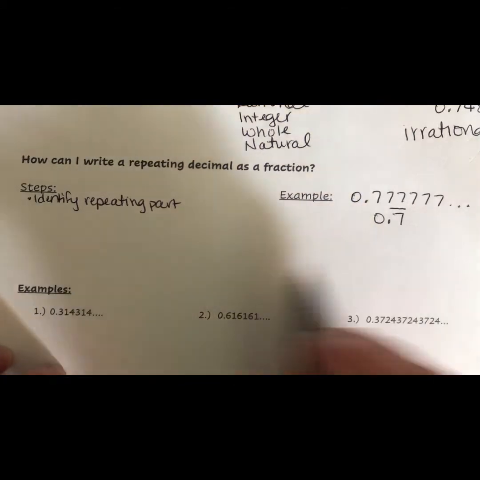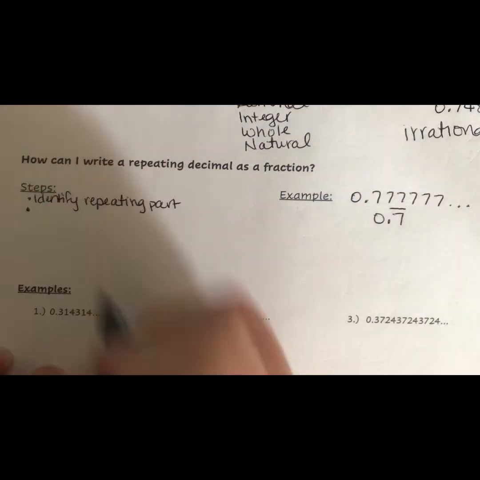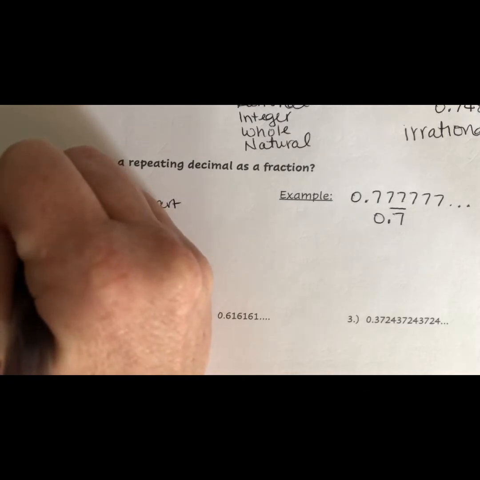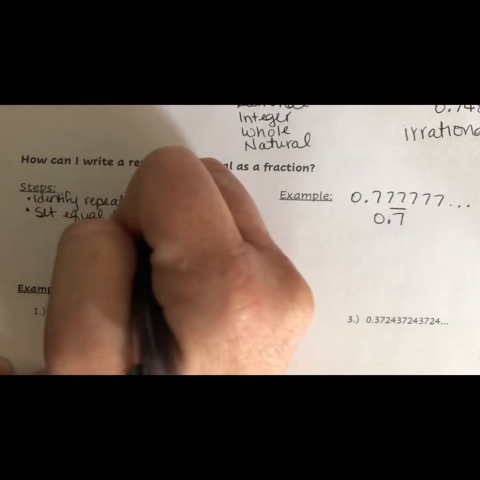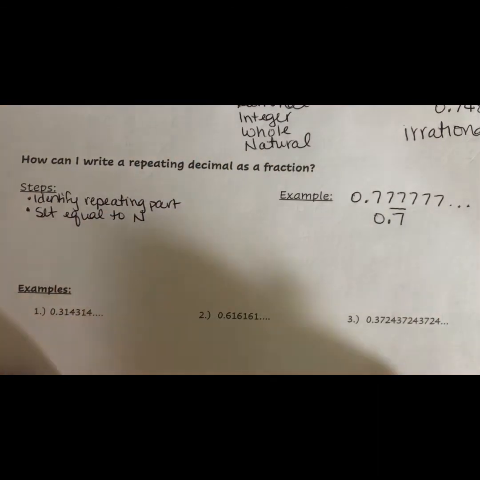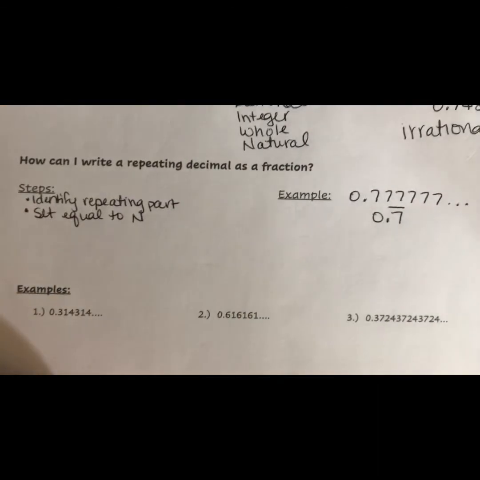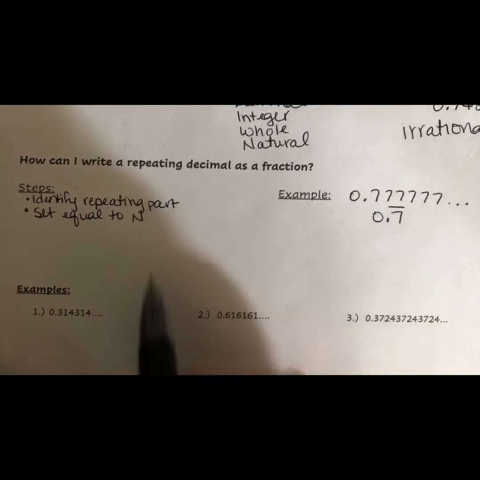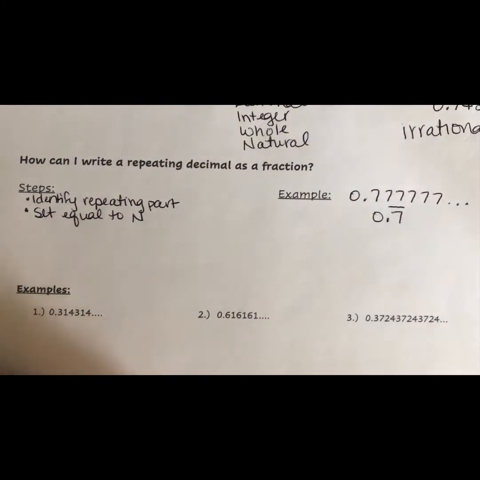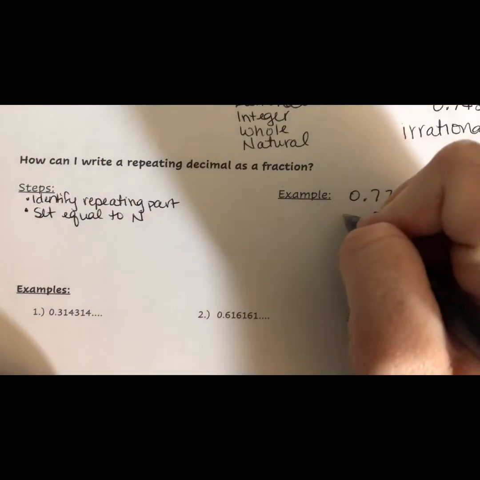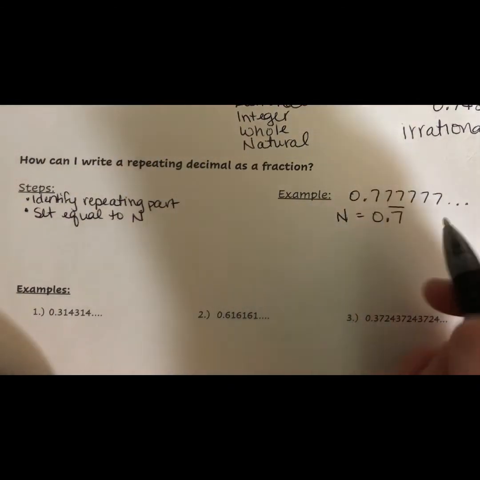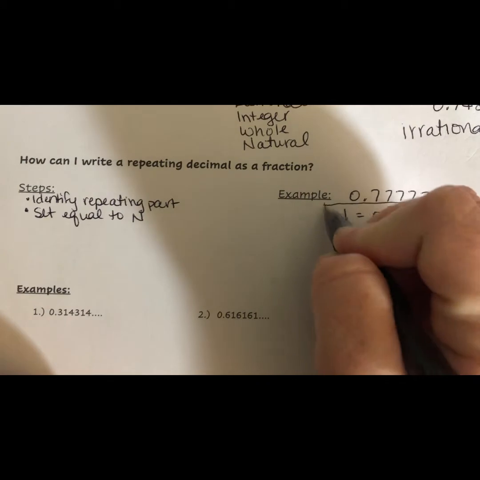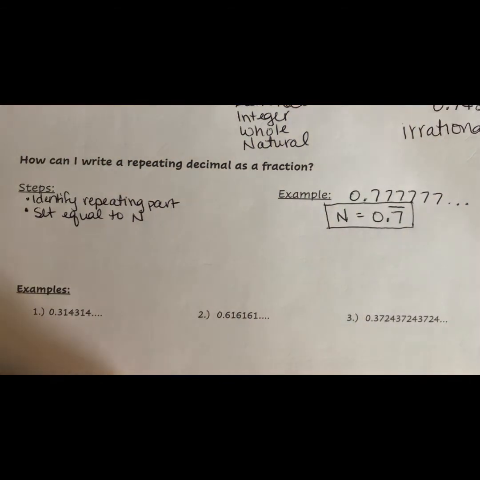Okay, so once we do that, the next step is to set that equal to n. Set equal to n. Why n? It doesn't matter. It's just equal to a letter. Traditionally in math, though, for this lesson, we always use the letter n just to stay consistent. So we're going to set 0.7 repeating equal to n. Now, that's a super important step that we're going to come back to, so don't forget that we did that. We're going to use it again in just a second.